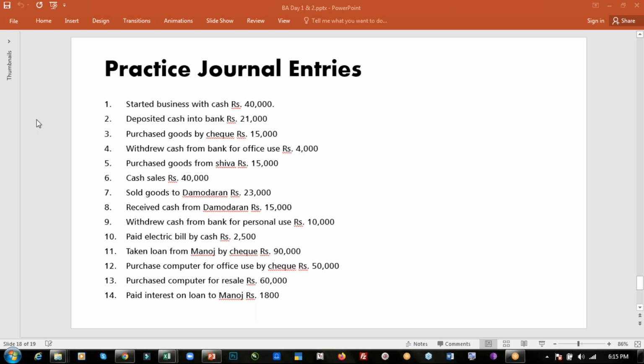All right, because in this transaction we are purchasing goods by check. Purchase always has to be debited, and because we are paying the amount through a check, bank will be credited. Purchase account debit to bank account will be the entry. Now the fourth point, withdraw cash from bank for personal use. What do you think about this one?